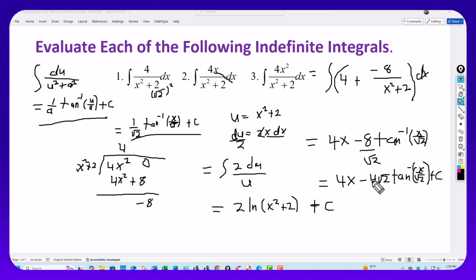So 4x minus 4 square root of 2, tangent inverse of square root of 2 times x over 2.